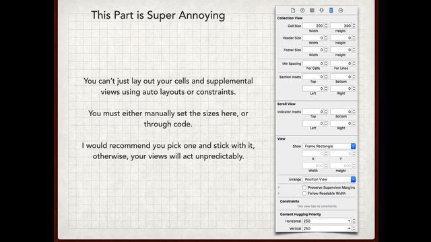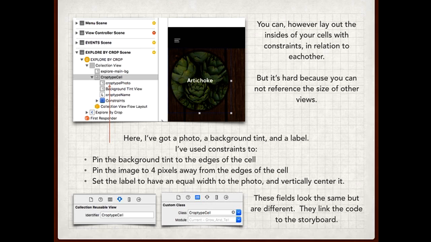Or you have to go into the code at exactly the right time and tell it when to make those changes. So that's a little annoying, but you can do it, and it's good. So here's how you set up the cell itself. Inside, you can use layout constraints within any given cell to tell it how those parts are going to interact with each other.